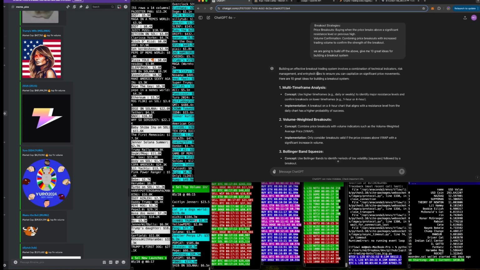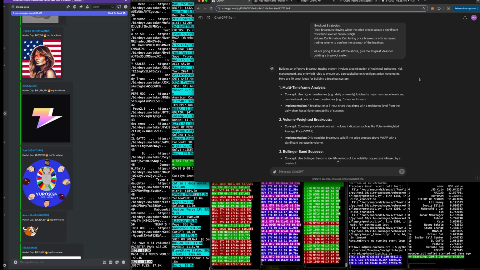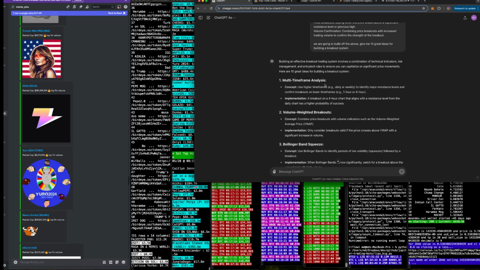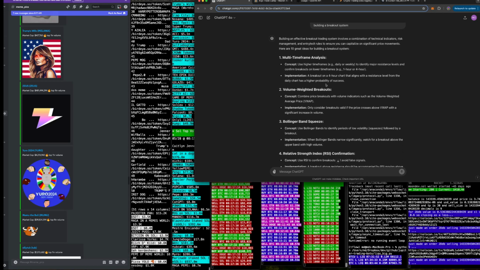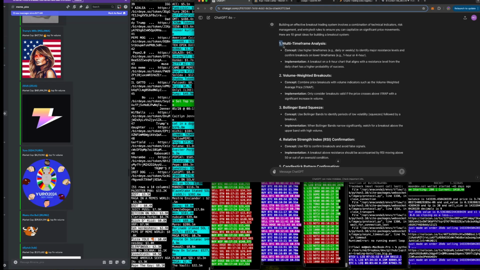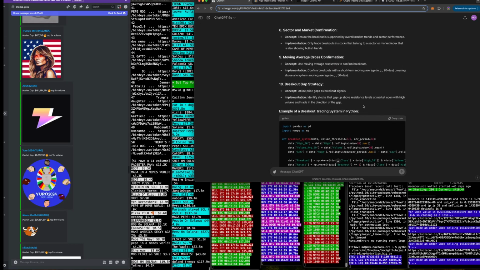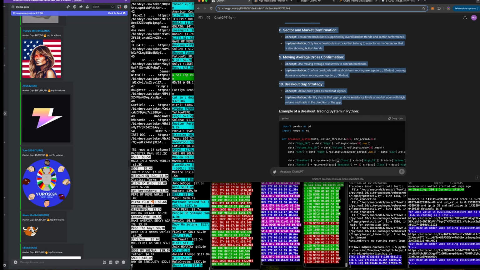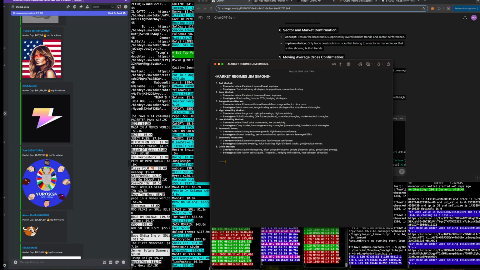Building an effective breakout trade system involves a combination of technical indicators, risk management, and entry-exit rules to ensure you can capitalize on significant price movements. Here are 10 great ideas for building a risk management or a breakout system. Freudian slip right there. We've got to worry about risk management, number one, of course. Good thing I built a lot of this code already.